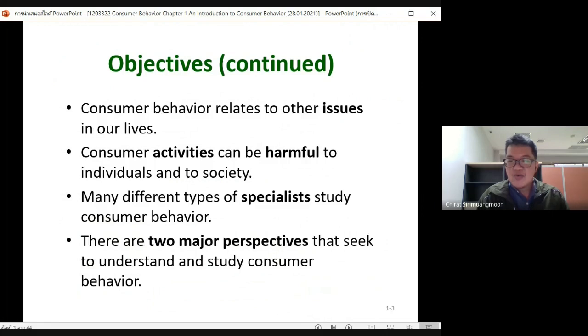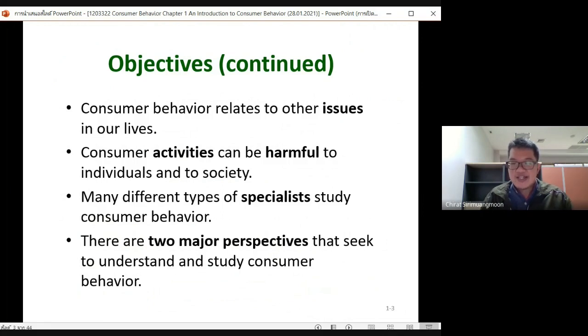Then we have two major specialist studies of consumer behavior. We can have the person who focuses mainly on the small group, like individuals, focusing on each person. We call this micro consumer behavior. Micro means very small. We also have macro consumer behavior, which is the large-scale study in terms of the whole population. Like we study culture, we study the nation. So we have two sides.